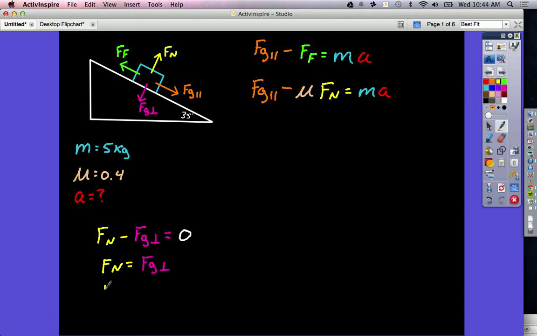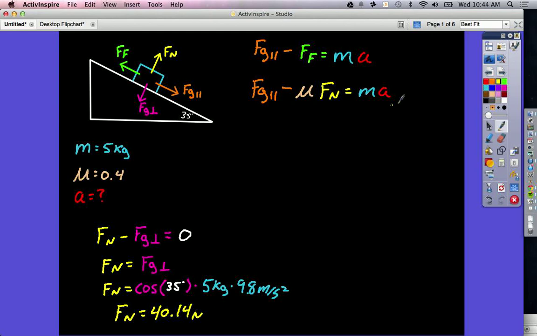We have an equation for force of gravity perpendicular, which I'm going to use, and that is the cosine of the angle of the hill, which is 35 degrees, multiplied by the mass of the object, which is 5 kilograms, times 9.8 meters per second squared. When you plug that into your calculator, you get that the normal force is equal to 40.14 newtons. Now I have enough information to go back into my x direction equation and solve for what I want.